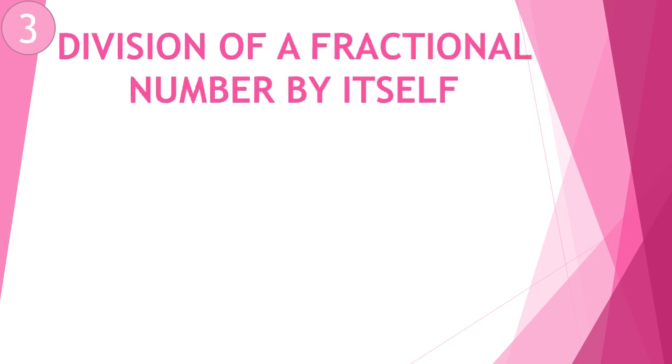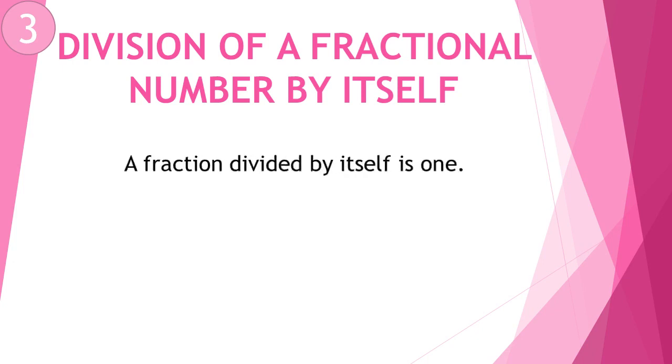Third property, division of a fractional number by itself. A fraction divided by itself is 1. For example, 7 upon 9 divided by 7 upon 9. First, 7 upon 9 multiplied by the reciprocal of 7 upon 9. And we know that the reciprocal of 7 upon 9 is 9 upon 7. So multiply 7 upon 9 by 9 upon 7. We get 1. So what we observed, a fraction divided by itself is 1.